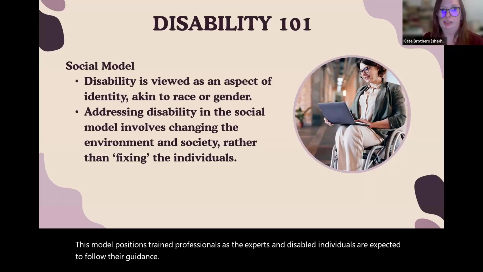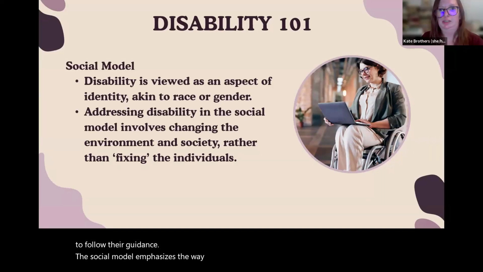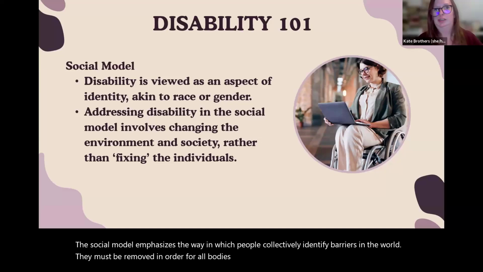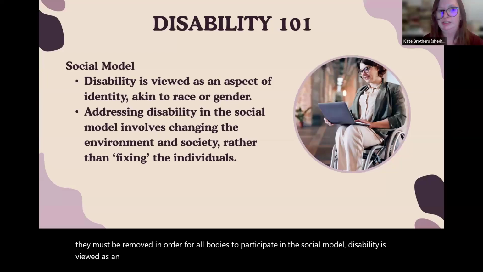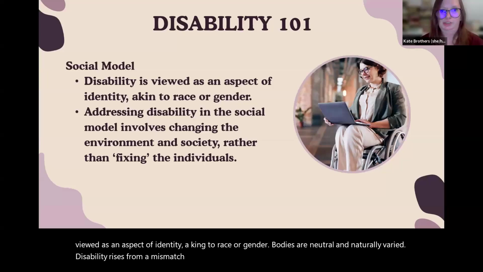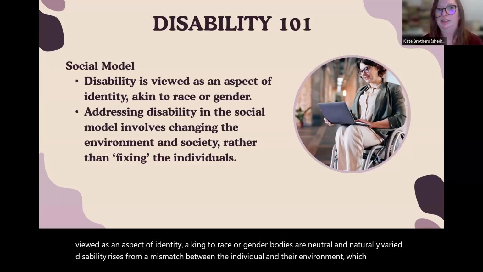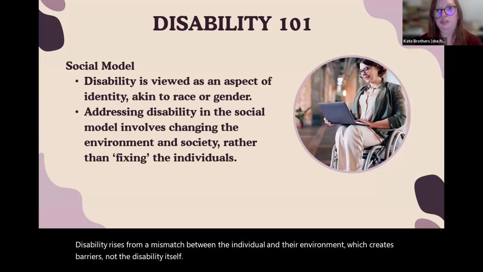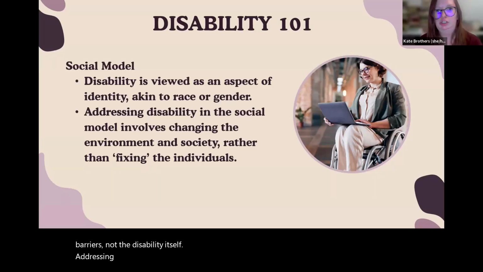The social model emphasizes the way in which people collectively identify barriers in the world that must be removed in order for all bodies to participate. In the social model, disability is viewed as an aspect of identity akin to race or gender. Bodies are neutral and naturally varied. Disability arises from a mismatch between the individual and their environment, which creates barriers, not the disability itself. Addressing disability in the social model involves changing the environment and society rather than fixing the individuals.